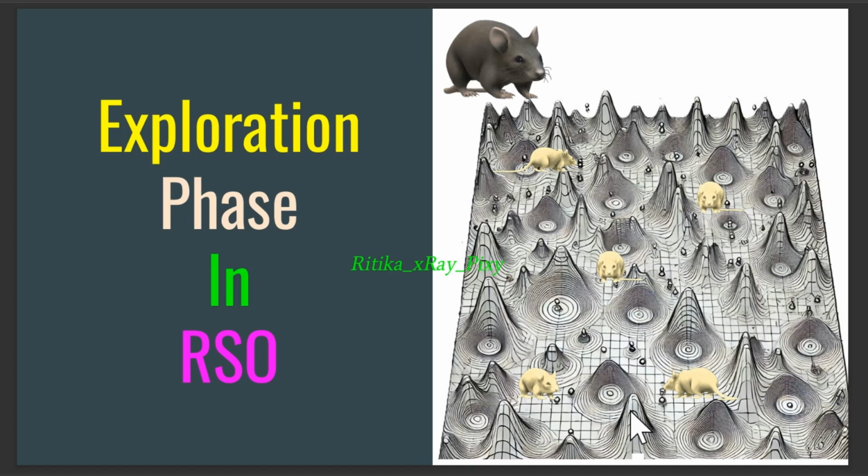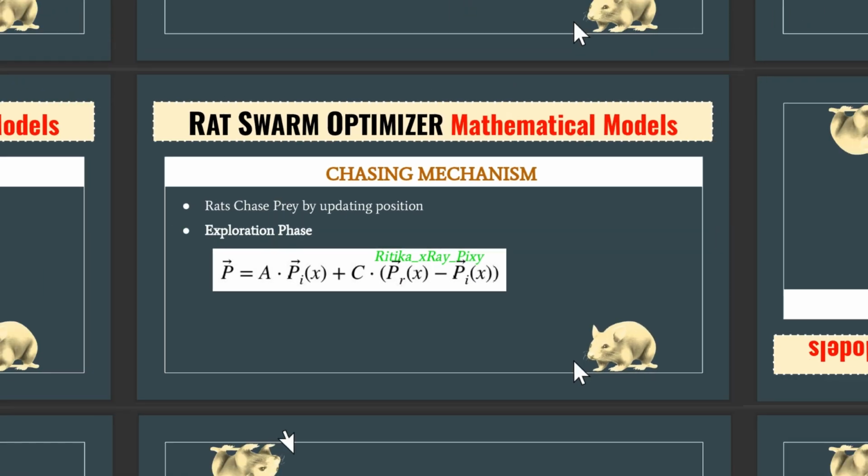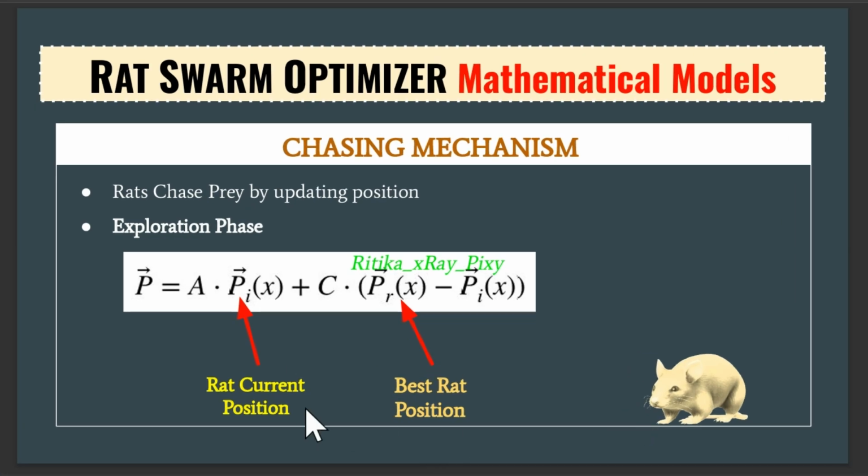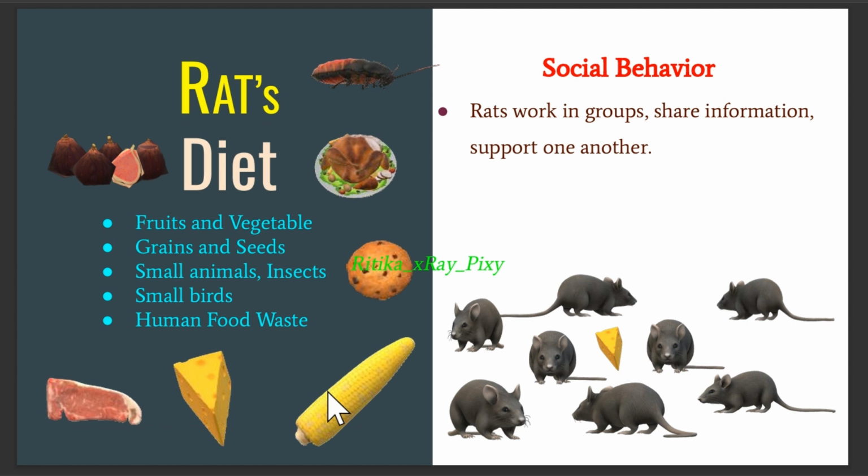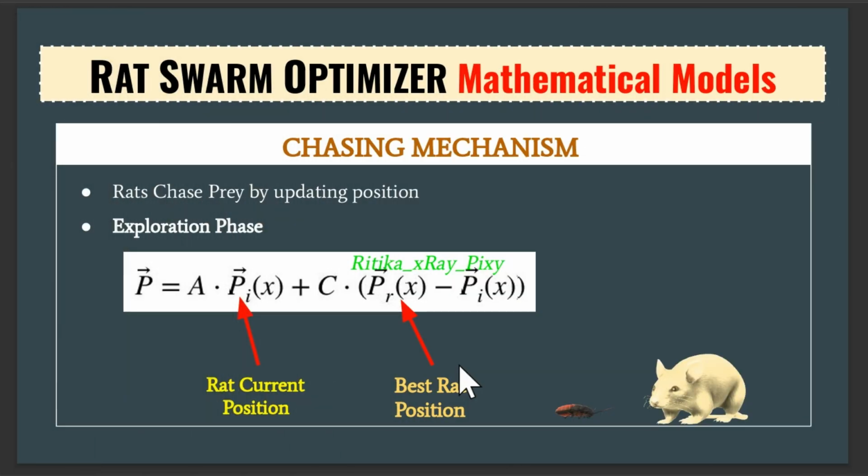Now how will we update their position? We will update their position based on their own experience and the information shared by others. As we already discussed, rats display highly social behavior and work in groups, share information and support one another. The same behavior is modeled here. In this mathematical model, we will update the position of each search agent by adjusting its position relative to the best search agent, that is the optimal solution found so far.